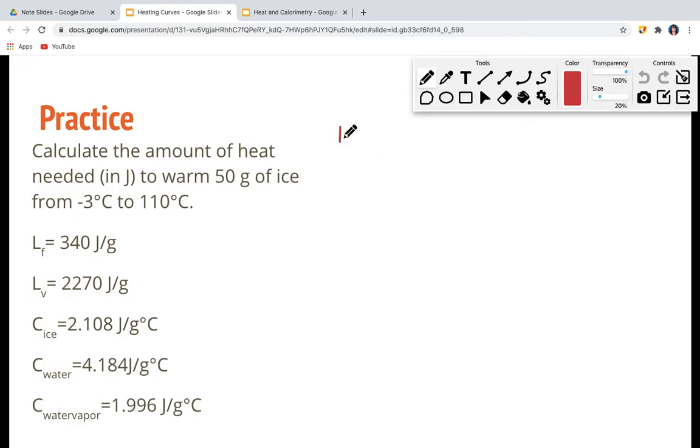Our first step is to find Q going from -3 Celsius to 0 Celsius. Then we need to find Q for the melting, because that's going to stay at 0 degrees Celsius. There's not going to be any sort of temperature change.